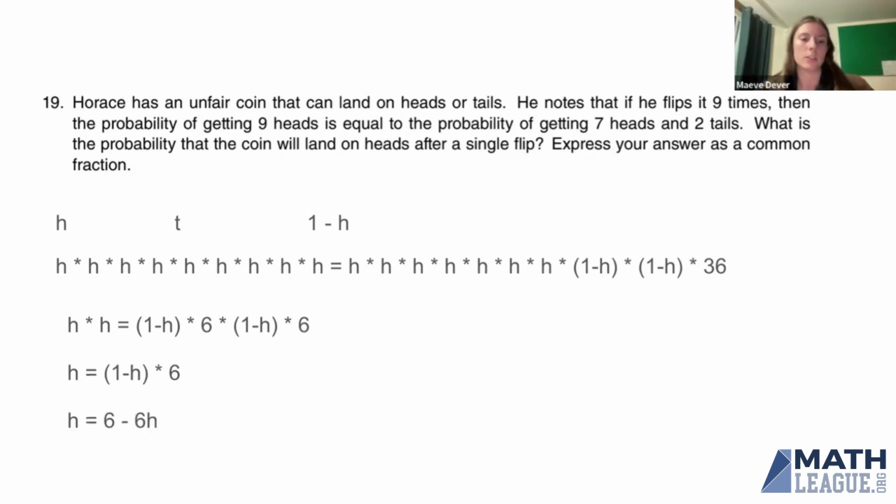Multiply through, h is 6 minus 6h. And this is pretty doable from here, right? Add 6h to both sides and then divide through by 7 to get h is 6/7. And we were smart enough to make our variable be exactly what we were looking for as the answer. So we've got the probability that the coin will land on heads after a single flip, expressed as a common fraction, is 6/7.